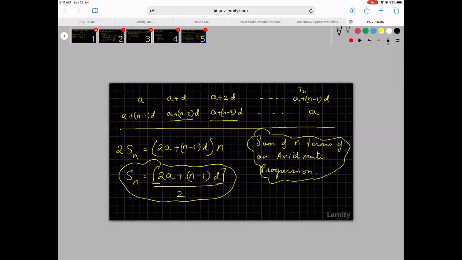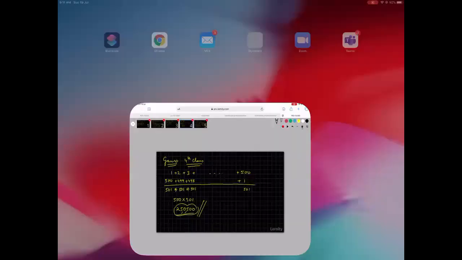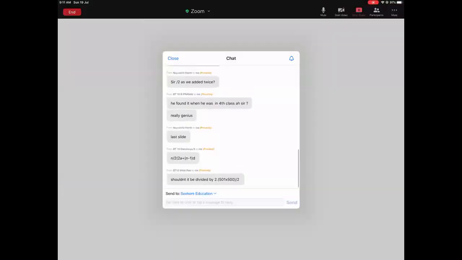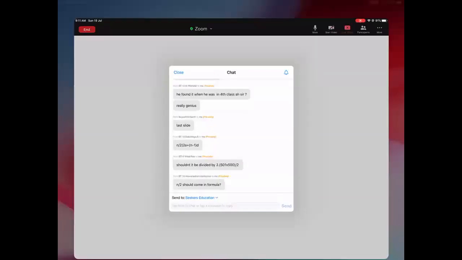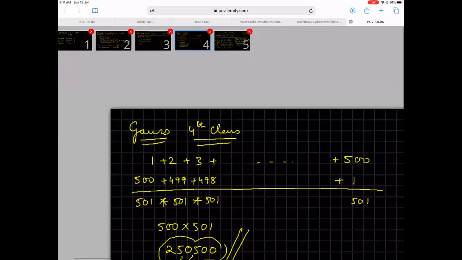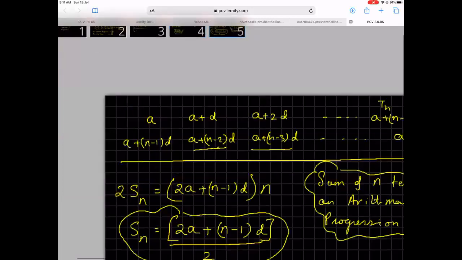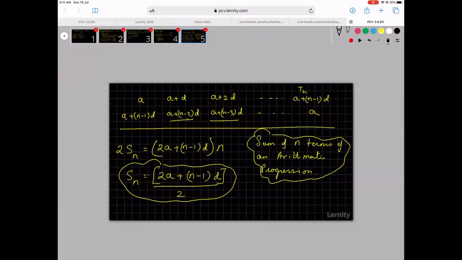Can you please work this out, and can you understand these? If you have any questions, can you please ask them? Yeah, you should divide it by 2. Yes, n by 2 has come in the formula. Okay, n by 2. So this is the sum of n terms of an arithmetic progression.